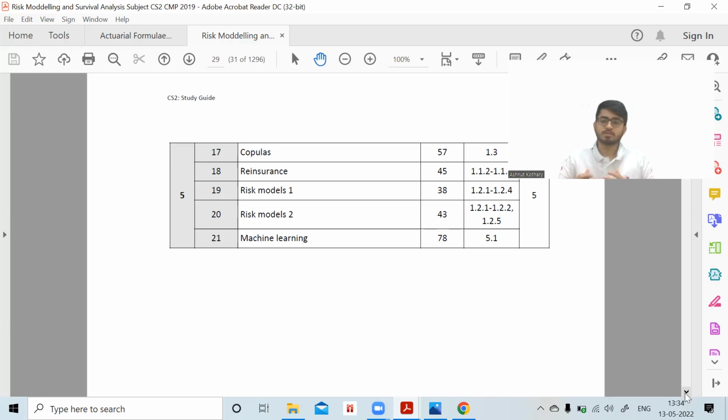And a lot of interview questions based on CS2 come from the reinsurance topic only. Again, I would say this is a very scoring topic, reinsurance and all.